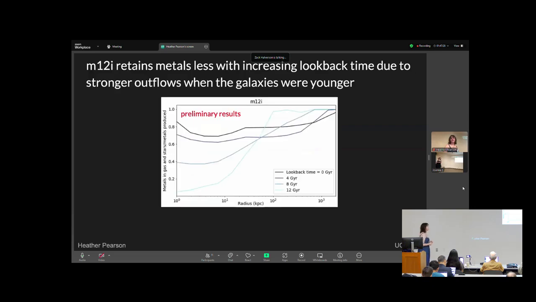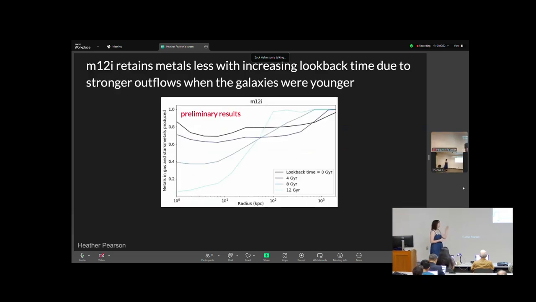We can also look at these results for different look-back times. On this plot, we have the same axes, but now this black line at the top is the line we've been looking at, and these blue lines are going back in look-back time. The first thing you might notice about this plot is that the ratio drastically decreases with look-back time, and that's because there were larger outflows when the galaxy was younger.